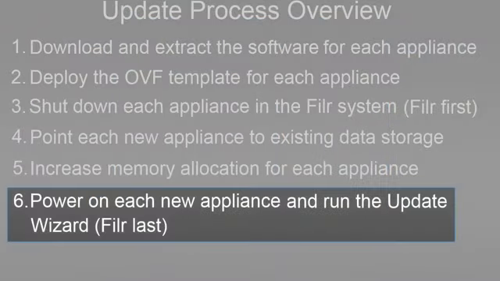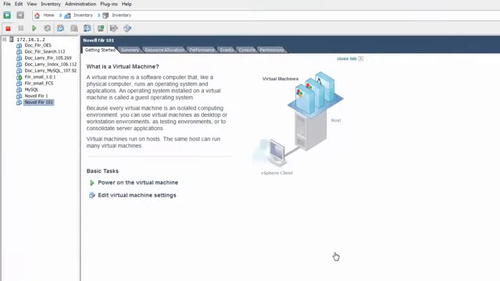Now it's time to power on each new appliance, and run the update wizard for the Filr appliance. It is important that you power on the Filr appliance last, after powering on any search index and database appliances. For the purposes of this demo, we'll assume that I have already powered on the search index and database appliances, and that I am now ready to power on and run the update process for the new Filr appliance. I power on the appliance, then click the Console tab.